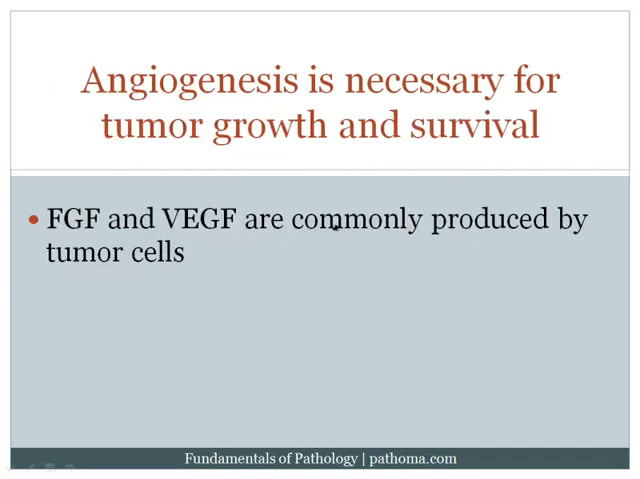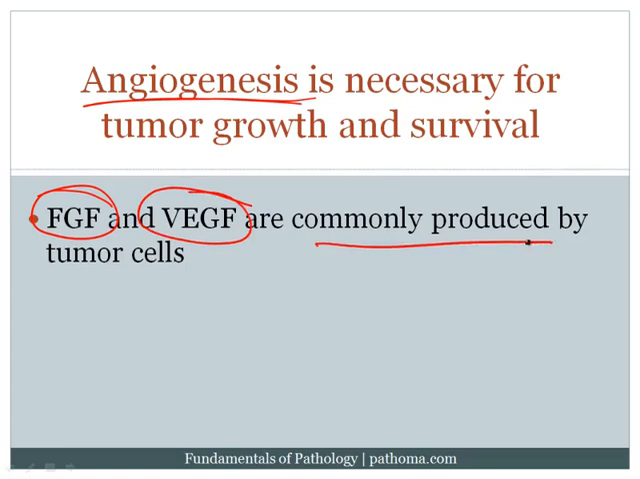Another important feature of cancer is that it requires angiogenesis. A tumor, if it's going to grow, is going to require blood. And so fibroblast growth factor, which is again an important angiogenic factor, despite the name fibroblast growth factor, and vascular endothelial growth factor are commonly produced by tumor cells to ensure tumor growth and survival.